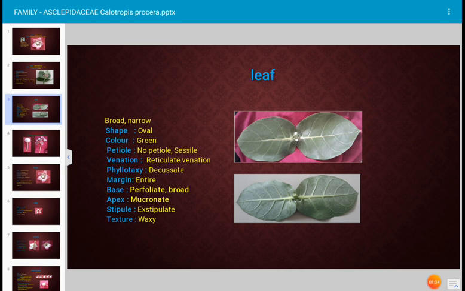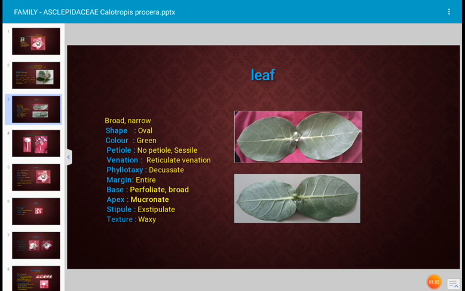How is the venation of the leaf? In the leaf of Calotropis, reticulate venation occurs. A network of venation, that is reticulate venation, occurs, and reticulate venation is the characteristic feature of dicot plants.